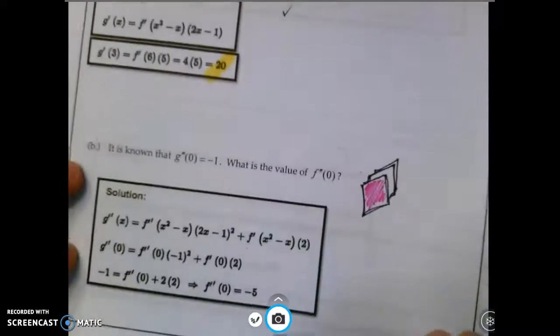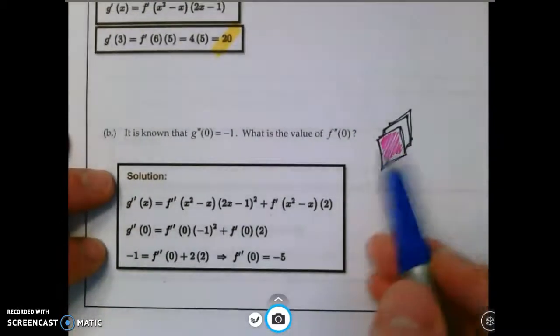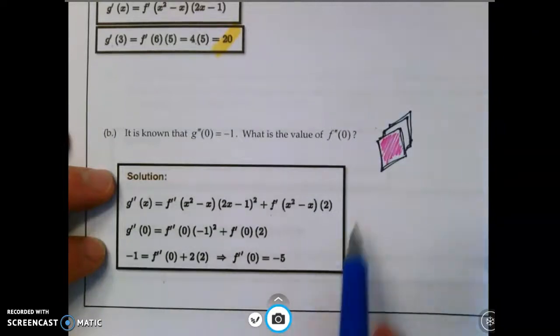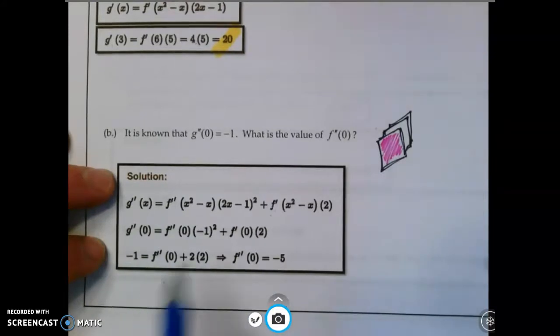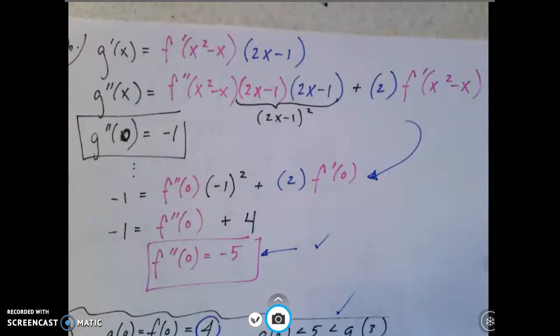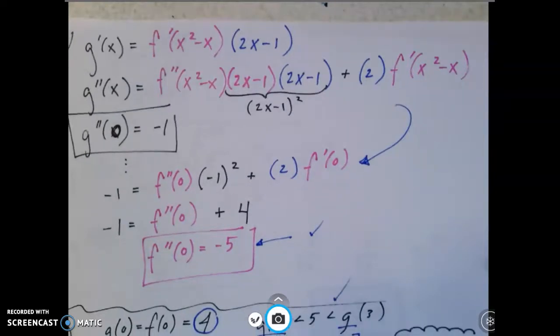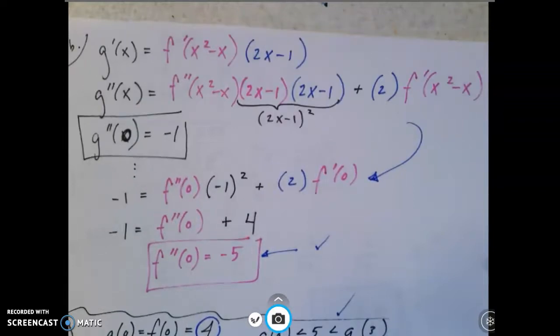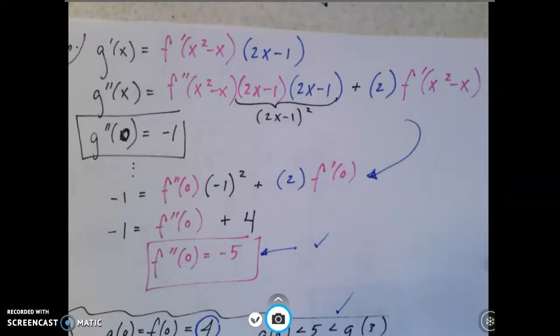Part B is definitely more involved. That's why I gave this little pages thing. This is the solution. Okay, it comes up to -5, and I will go over the answer right now. There's two aspects of this that are a little bit tricky. First and foremost, they want f prime, a double prime of 0. So what that means, what we're supposed to do, and maybe we don't know this, is we're supposed to take the second derivative of g.